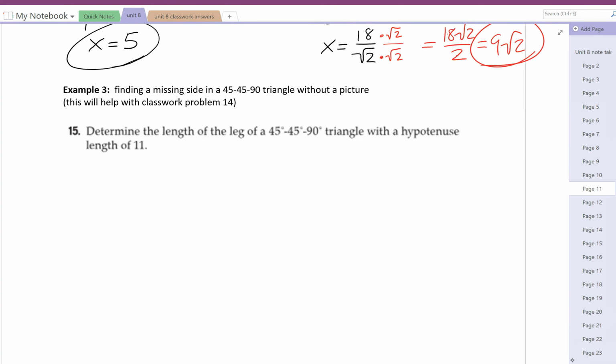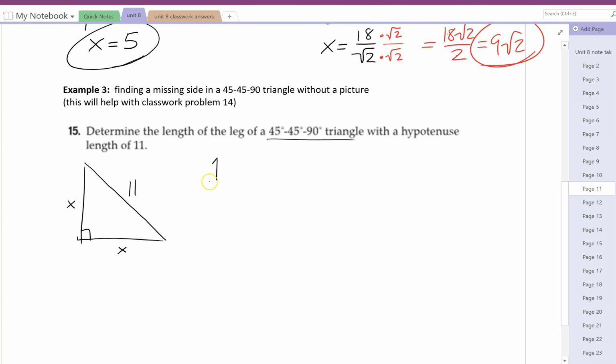Okay, this one I'm going to do the same thing, but no picture. No picture. So I'm going to draw it myself. It doesn't have to be perfect. It just has to be enough for me to see what's happening. So I'm going to draw an approximation of a 45, 45, 90 triangle because that's what it says I'm dealing with here. Hypotenuse has a length of 11, and I'm just going to call the two legs x. I know they're the same.